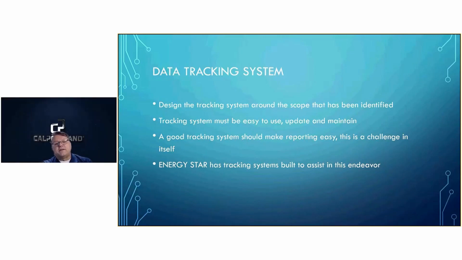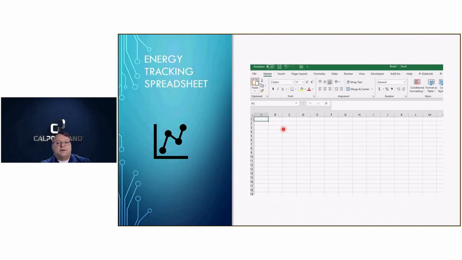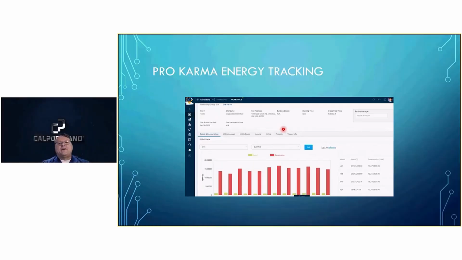Energy Star also has tools themselves, and we're going to go through them and show them to you, that we use as an energy management program to help us keep track of that data. Here's the old spreadsheet. I wanted to show a picture of an ugly spreadsheet, and that's what we were using. We have evolved to ProKarma.